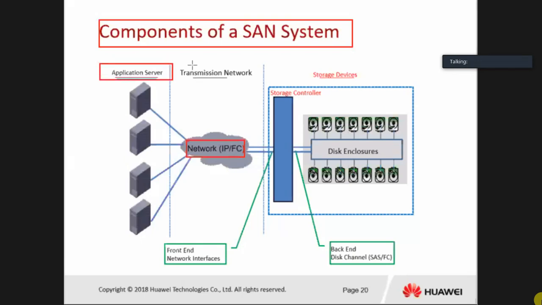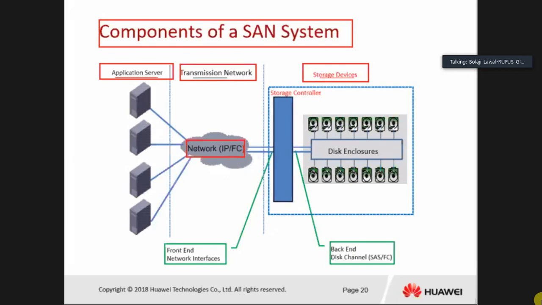Application, transmission. These are the components of the SAN network. This is the node, the storage device. So then, that's this. So this is the transmission network. That's IP, that's standard protocol or fiber channel.